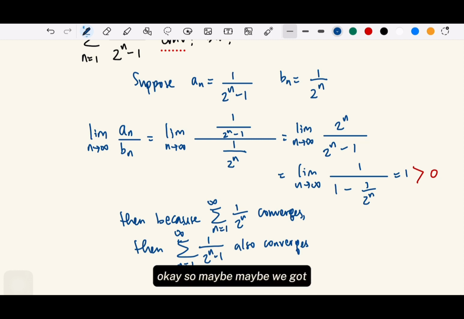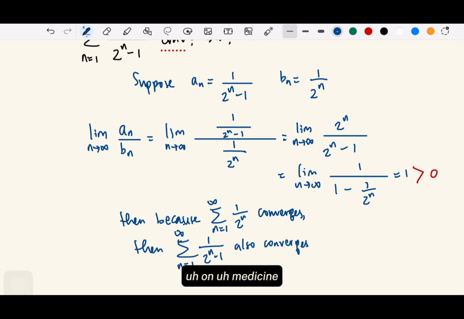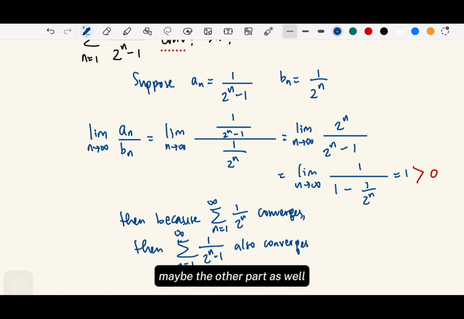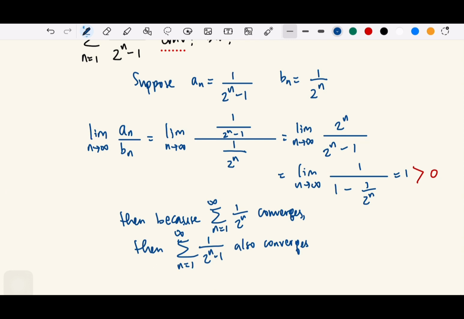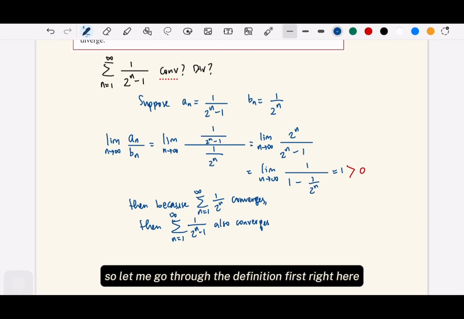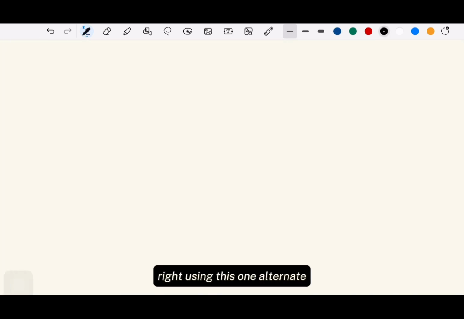Okay, so maybe we got a little introduction for the alternating series, and I will review again next week. On Wednesday, also Thursday, we are going to focus on alternating and maybe the other part as well. So let me go through the definition first. Let me write here, alternating.